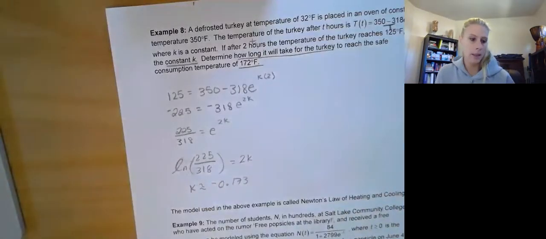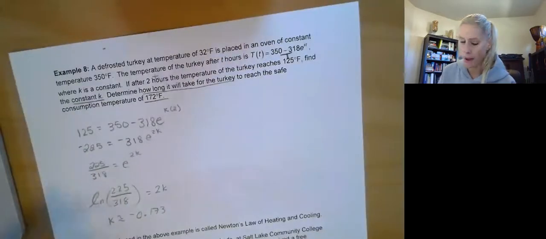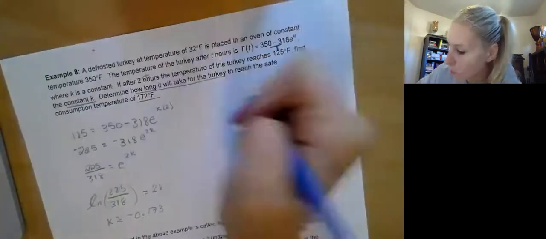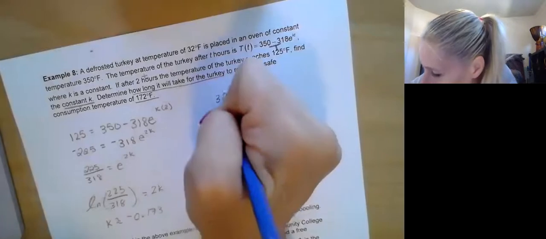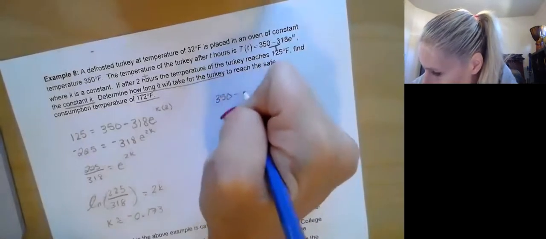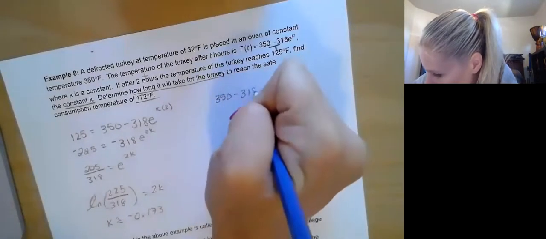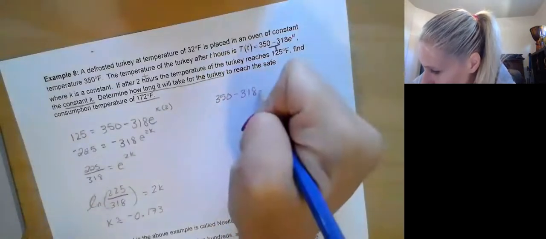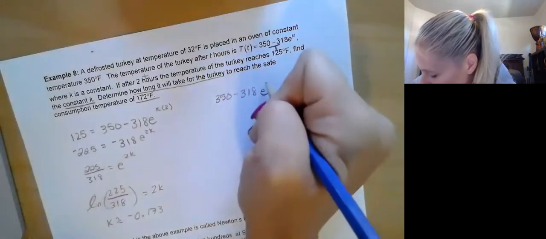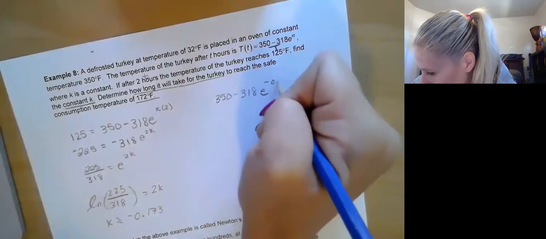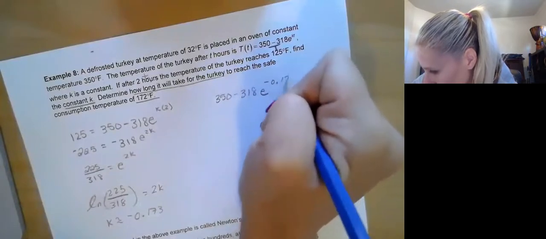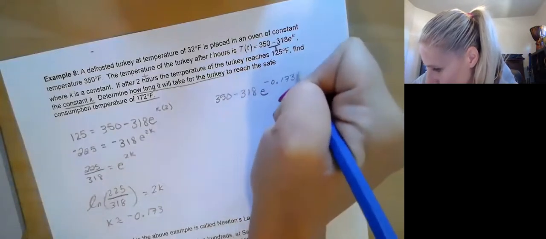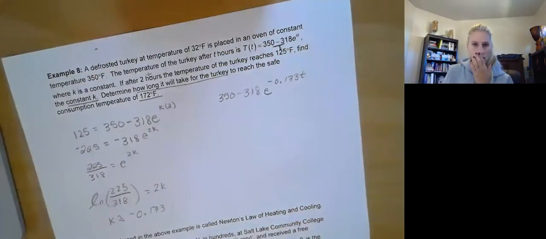All right. So now what? Well, now we have our equation, right? We have 350 minus 318 e to the k, which is negative 0.173 T, where T is our turkey temperature.